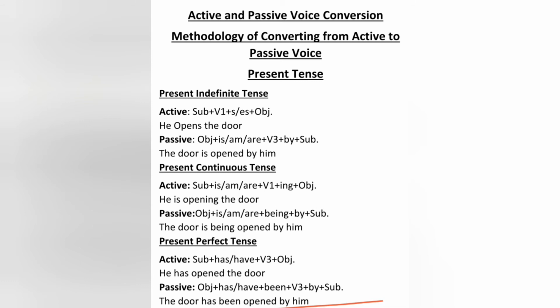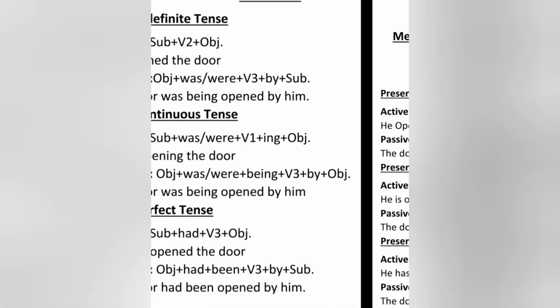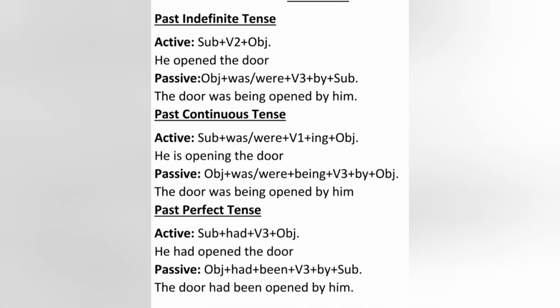Now, the fourth form of the present tense is present perfect continuous tense. Dear students, there is no passive of the present perfect continuous tense. So, there is no passive voice form of any present, past or future continuous or perfect continuous tense. So now let's move to the next tense, that is past tense.